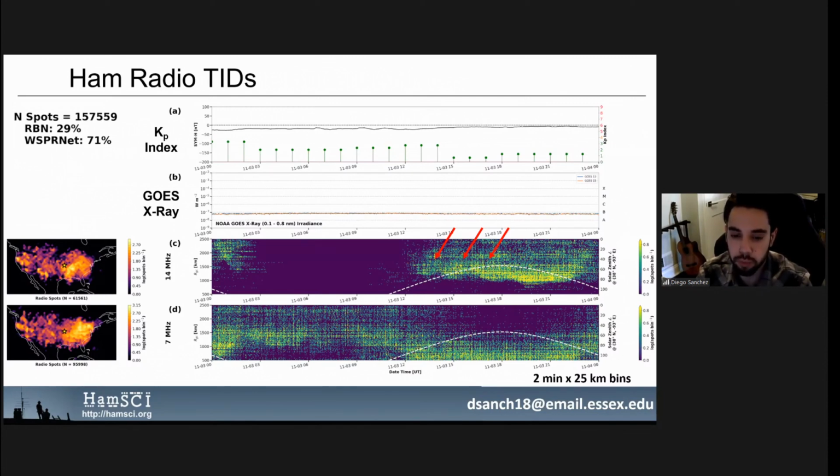As you can see, we have marked with red arrows here a particularly pronounced wave-like structure in our 14 megahertz histogram from November 3rd, 2017, that we suspected could be an LSTID, given the apparent periodicity and how relatively quiet the day was in terms of geomagnetic and solar activity.